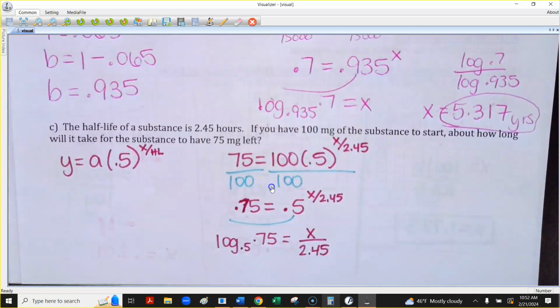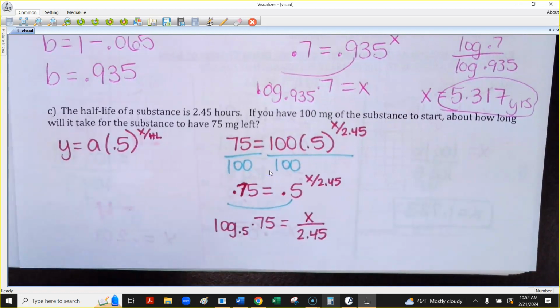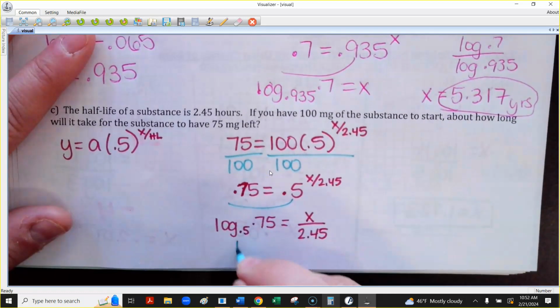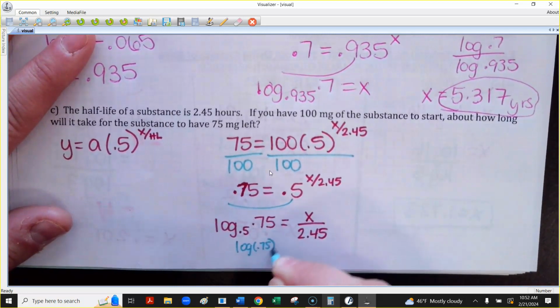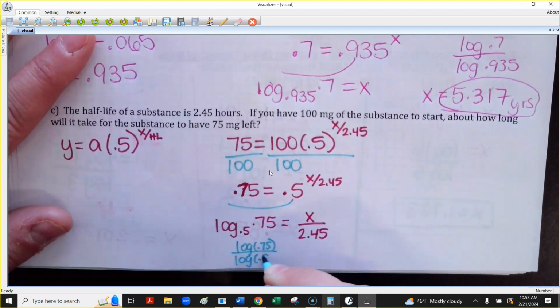So I can do the left side real quick. We're just going to do change of base. So I'm going to do log 0.75 divided by log 0.5.